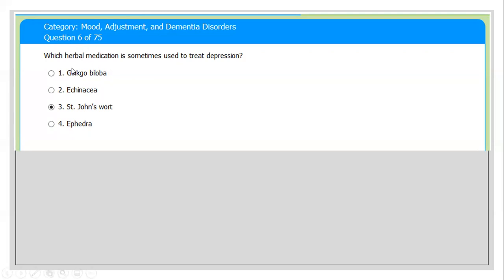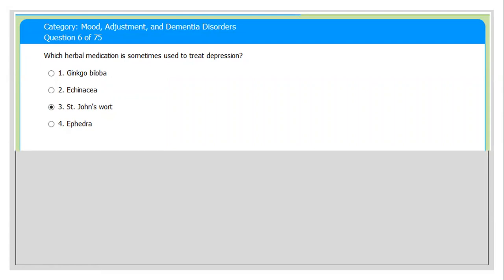Like the first one, ginkgo biloba. We use ginkgo biloba to improve blood circulation or improve attention span. And ginkgo biloba takes 6 to 8 weeks to see the result. If your patient takes ginkgo biloba, it is important to note it is contraindicated in pregnant women and children. Also, avoid coumadin with ginkgo biloba.